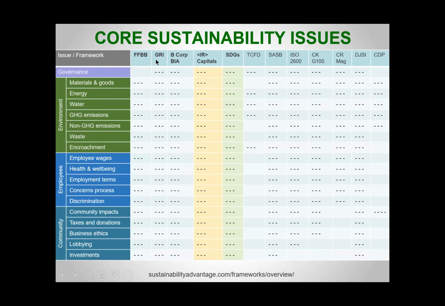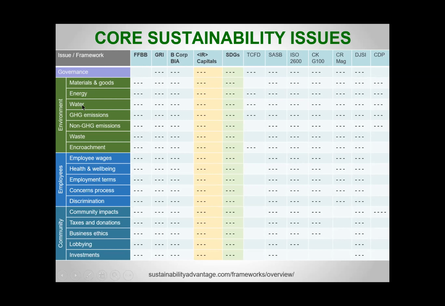And what I did was I took a look at all of the things that these different frameworks ask about, and came up with this list of topics, this list of issues that most of them seem to include in their question set that they are encouraging companies to use to assess themselves. Most of them talk about governance. All of them have something to do with environmental things.